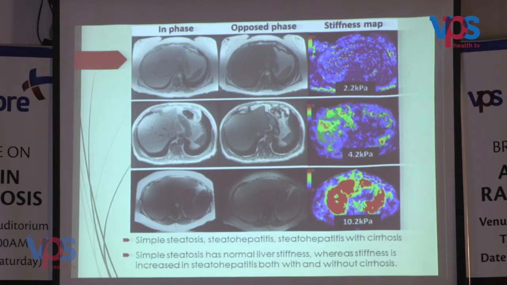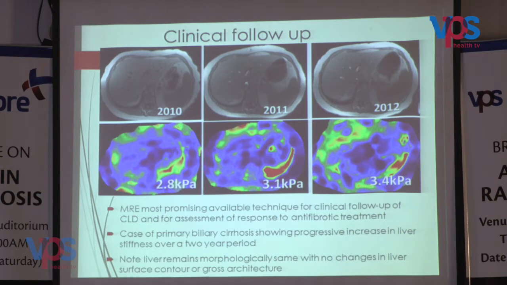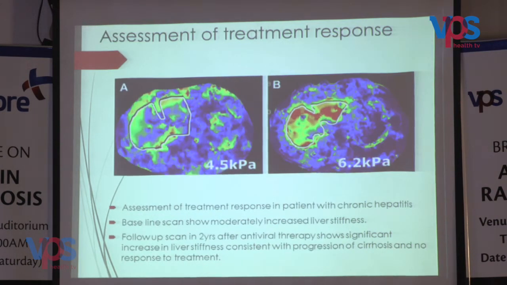So these are again images showing a normal liver, a fatty liver, and a patient with steatohepatitis. On the top is a normal liver, then a fatty liver. You can see that the liver stiffness has not really increased. On the second row is steatohepatitis, and you can clearly see that the stiffness has increased. Morphologically, mind you, the liver remains the same. And then a patient with steatohepatitis and cirrhosis, it's really red. This is fibrosis, advanced liver disease. So again, MR elastography is useful in clinical follow-up and treatment response as well.